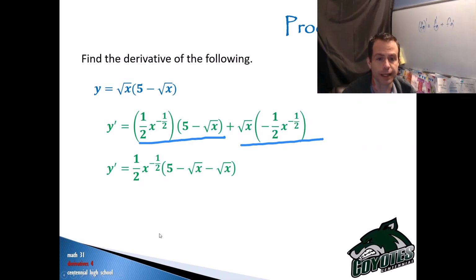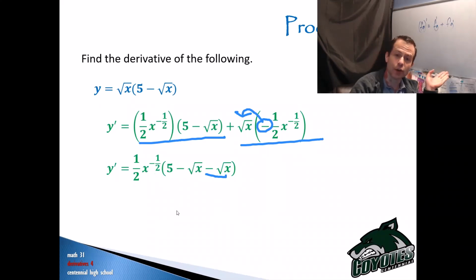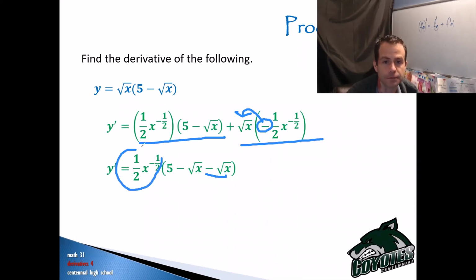minus root x. Now, sorry, I hesitated there for a second, but this minus root x comes from this negative. I never pulled that negative out, so negative times root x. Just in case you hesitated with me, that's where that came from. I had this moment of, oh no, what have I done? But I'm right.